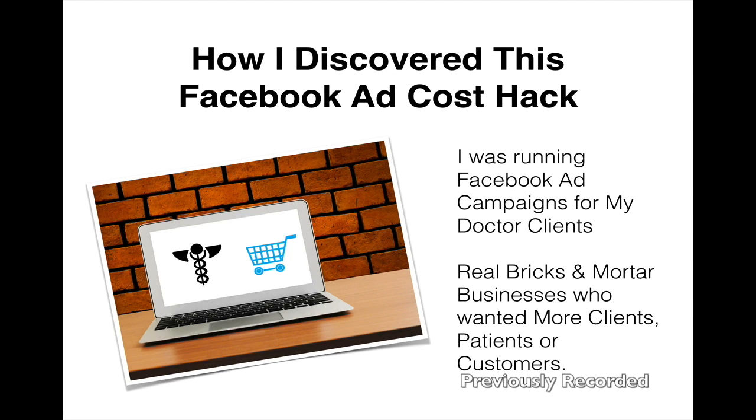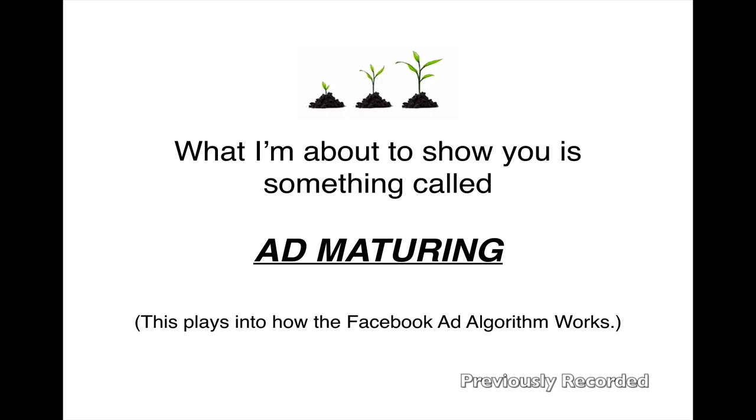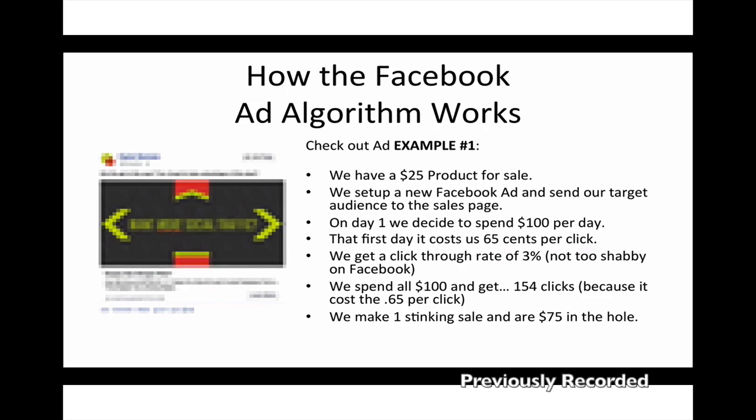Now, here's how I discovered this Facebook ad cost reducing hack. Well, I was running Facebook ad campaigns for my doctor clients, and I was also running Facebook ad campaigns for real bricks and mortar businesses who wanted more customers. So we were looking at people who were having services as well as selling physical goods. Now, what I'm about to show you is a super duper secret. It's something called ad maturing. And this plays into how Facebook's ad algorithm actually works. Now, here's how the algorithm works.